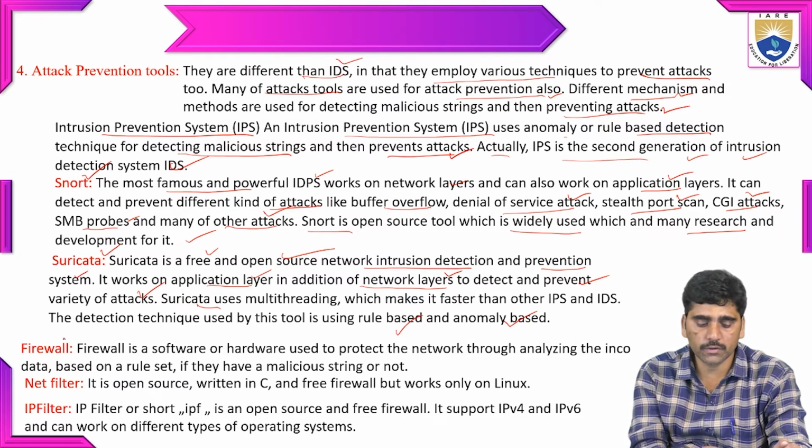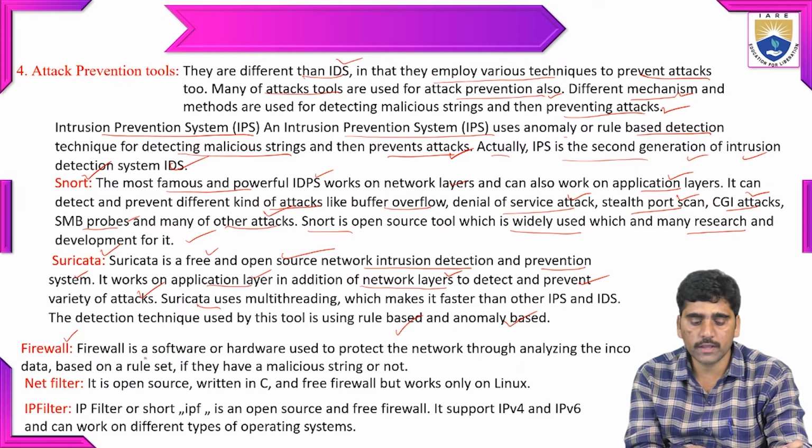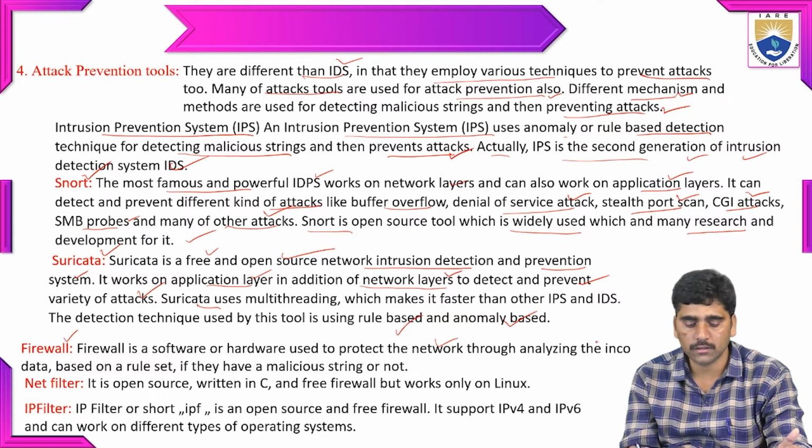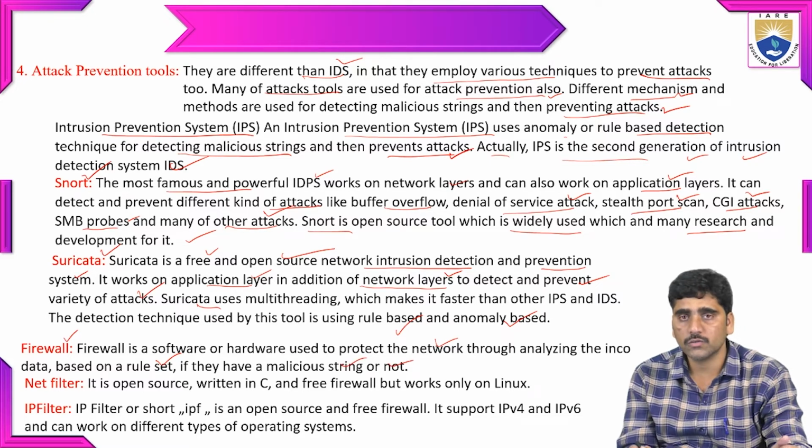And next one, firewall. A firewall is software or hardware used to protect the network by analyzing incoming data based on a rule set, to check whether it has malicious strings or not. It is configured in our system. If you enable the firewall, it does not allow outside sources into the system. If it is disabled, then outside sources are allowed into the system.